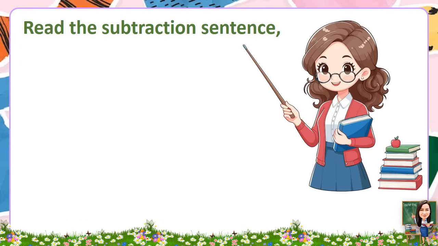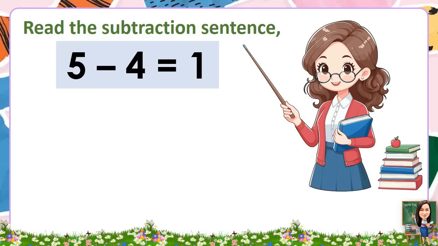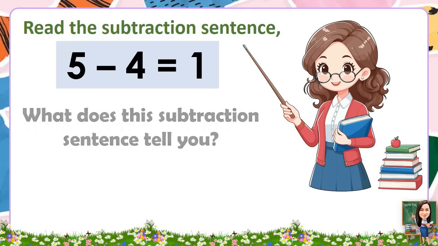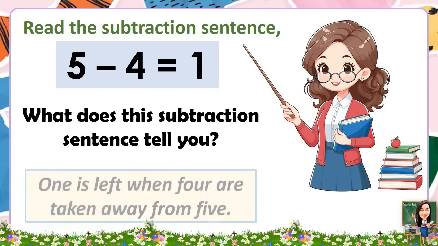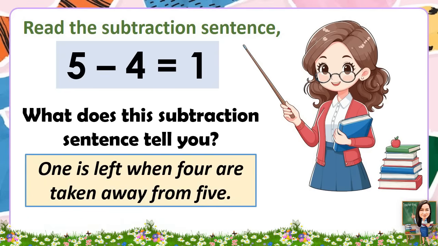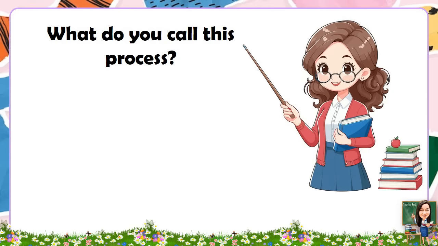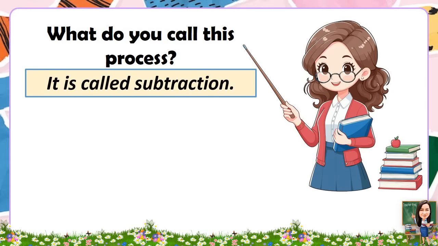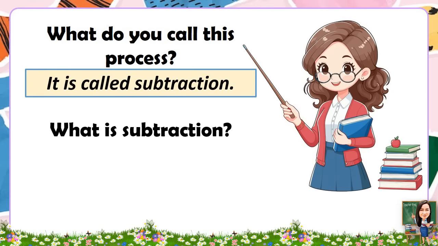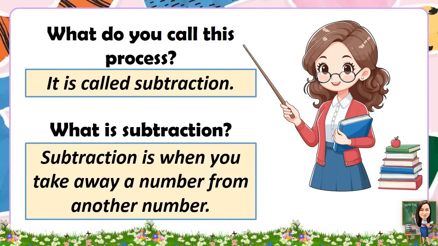Read the subtraction sentence. 5 minus 4 equals 1. What does this subtraction sentence tell you? 1 is left when 4 are taken away from 5. What do you call this process? It is called subtraction. What is subtraction? Subtraction is when you take away a number from another number.